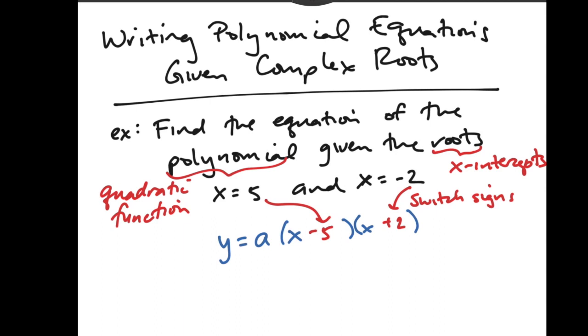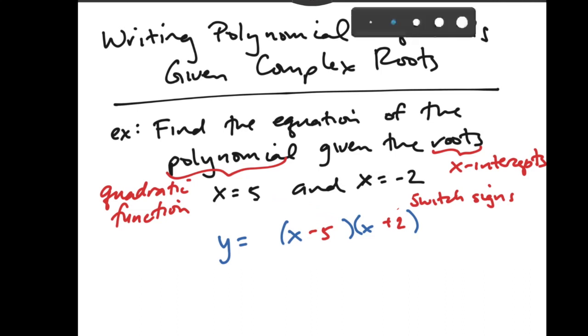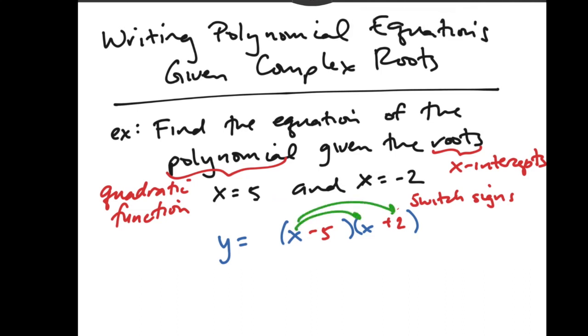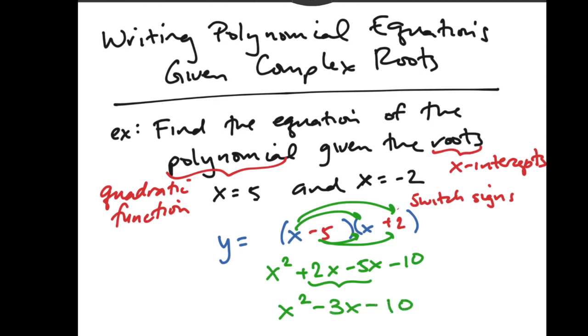So in this example, like I said, we are not going to look for a. We're just going to find the equation. And to do that, we are going to distribute this out. So that will give me x squared plus 2x minus 5x minus 10. I can combine like terms. That gives me -3x minus 10. So this would be the equation if our x-intercepts were 5 and -2.